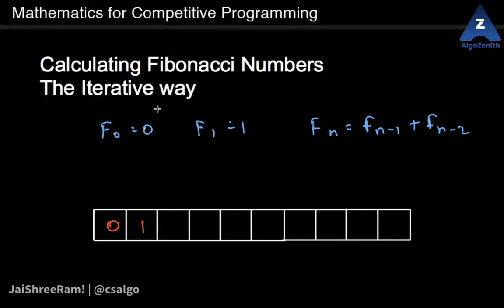So the first one is a very simple iterative way. If you need Fibonacci numbers up to, let's say, n less than or equal to 10 to the power 6, and you need to calculate all the Fibonacci numbers, you can just create an array of size 10 to the power 6, initialize the first two values with zero and one, and then use this recurrence relation to build it up. So just add the previous two values to get the next one, right?